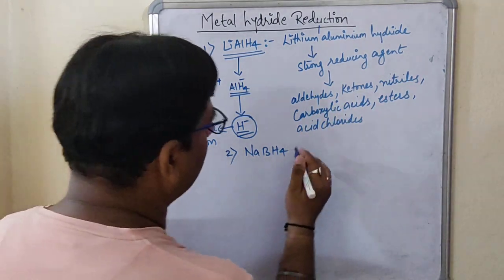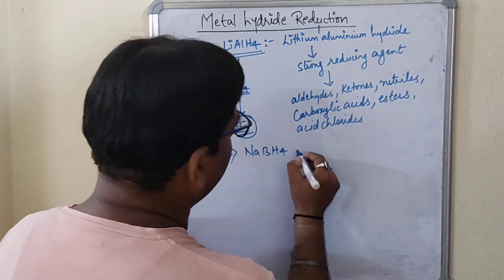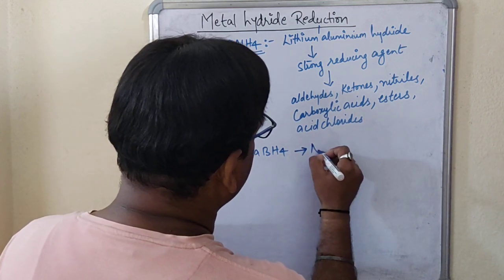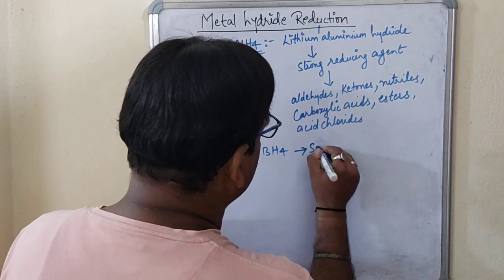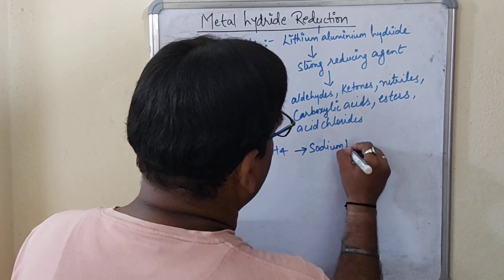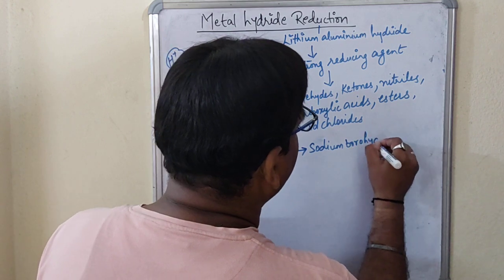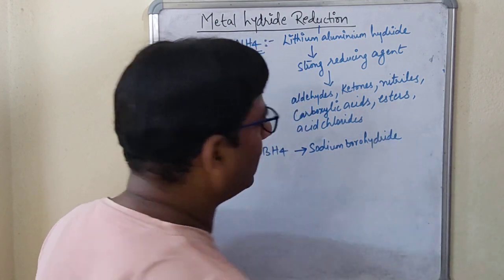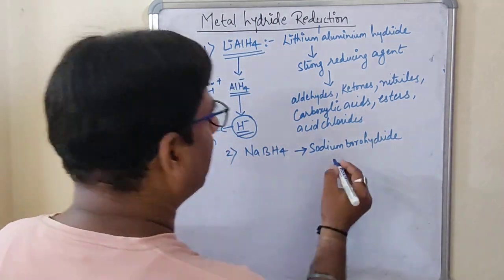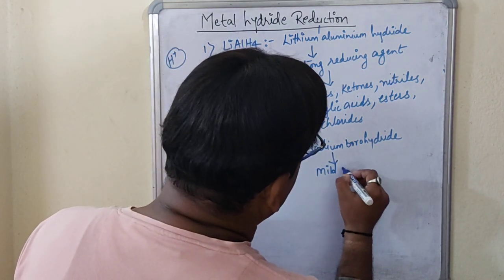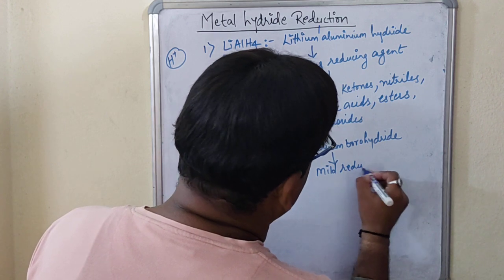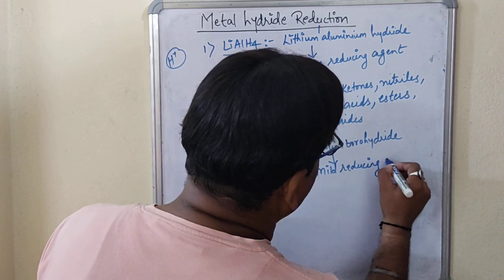Now this one, when you see this sodium borohydride, I'm just writing the name also. This is sodium borohydride. Now this is the mild reducing agent, students.